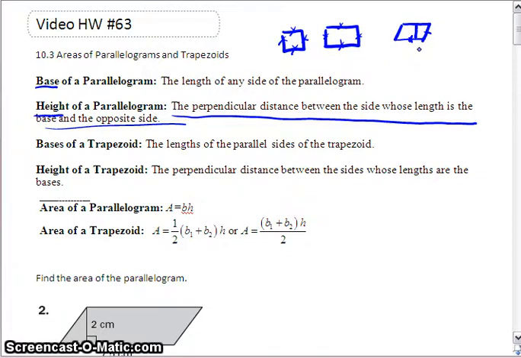Now, the base of a trapezoid is a little bit different. A trapezoid only has one set of parallel lines, here and here. So its height would have to be perpendicular to its bases, which would be this. Again, it's perpendicular. So for each of these, they form a right angle to their base.